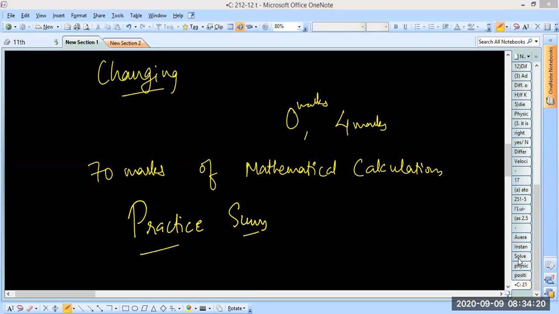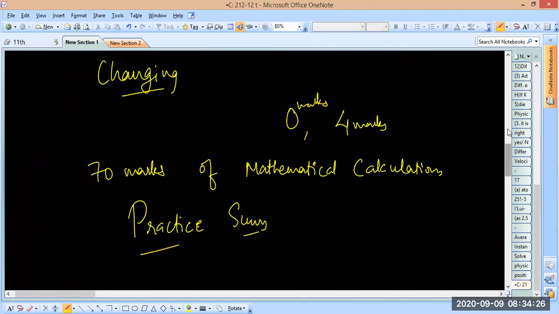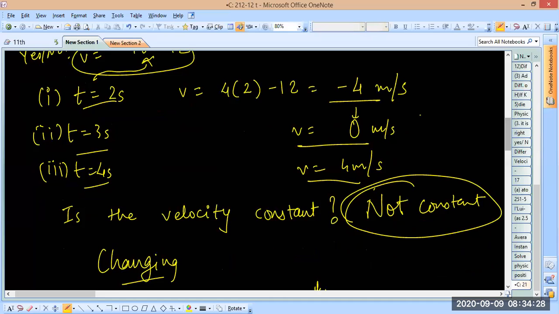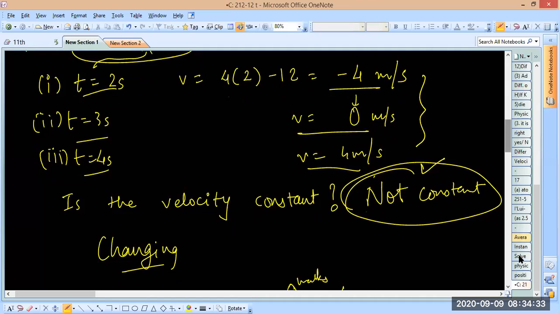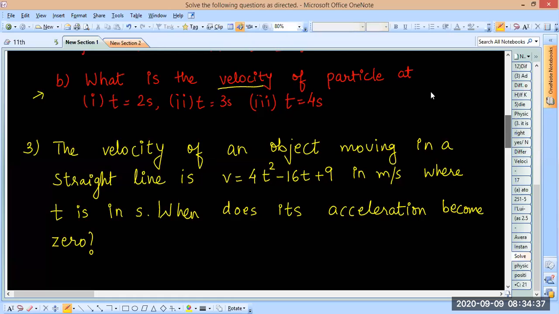Okay, now, all right. So I was asking you whether velocity is constant or not. The answer is it is not constant, because you can see the value is changing, right? Now, coming back to this, third question, right? Third question.